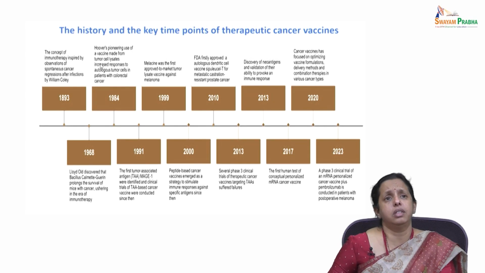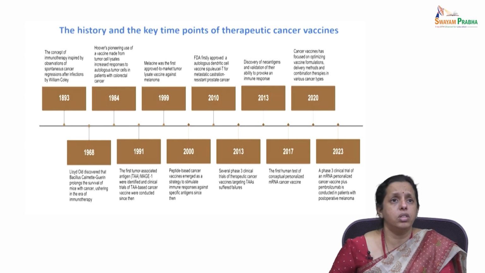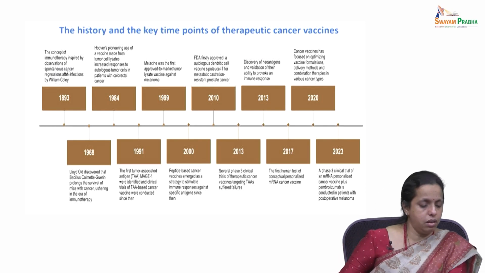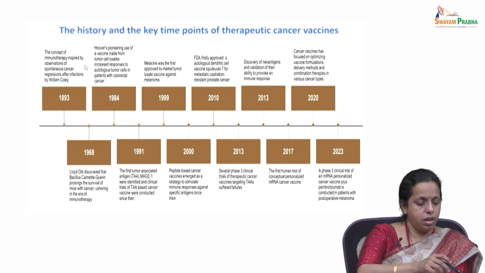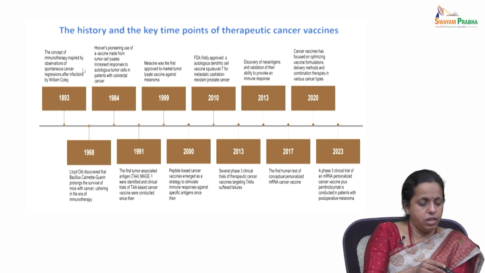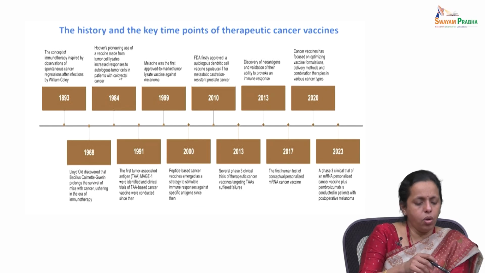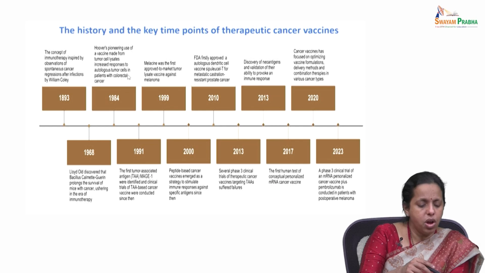These are the different history and the key time points. First, the concept of immunotherapy, which we have already discussed, was inspired by the observations of spontaneous cancer regressions after infections, like Coley's toxins in 1893. Then Lloyd discovered that BCG prolongs the survival of mice with cancer. Then in 1984, Hoover pioneered the use of a vaccine made from tumor cell lysates, with increased responses of autologous tumor cells in patients with colorectal cancer.